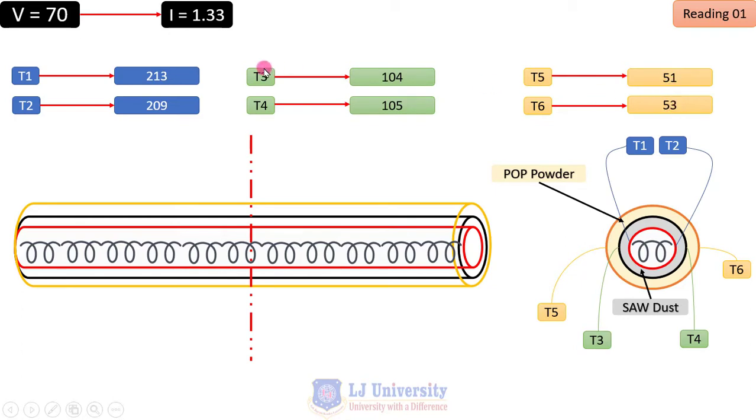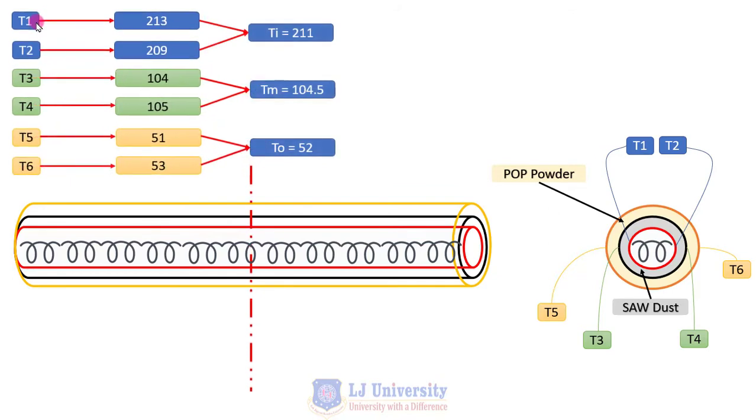The values of T5 and T6 are 51 and 53. Remember, these temperature readings are taken after the system has reached the steady state, so that the temperature is no longer a function of time for the voltage of 70. So these are the correct readings of all the temperatures.